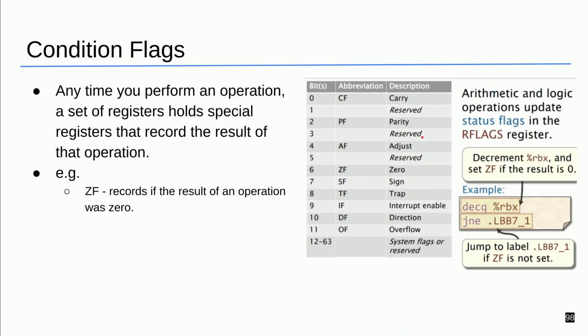So for every assembly instruction that you execute, there's also a scoreboard keeping track of what happened mathematically after that command. Was there a 0 generated? Did the sign change, etc.?